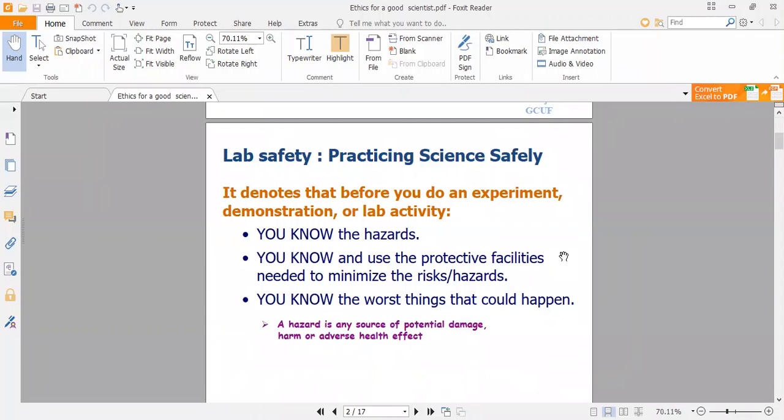First of all, you must know the hazard. So what is hazard? Hazard is any source of potential damage that can occur when you are working in a lab. So if you know the hazard, then only then you can adopt different protective measures to avoid that hazard. So the main thing is you must know the hazard, and then you should adopt different protection practices against that.